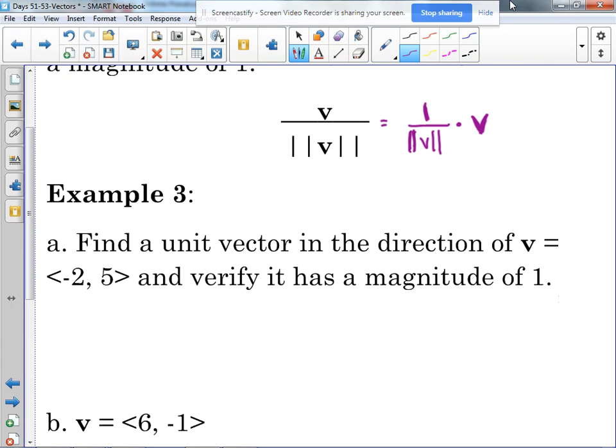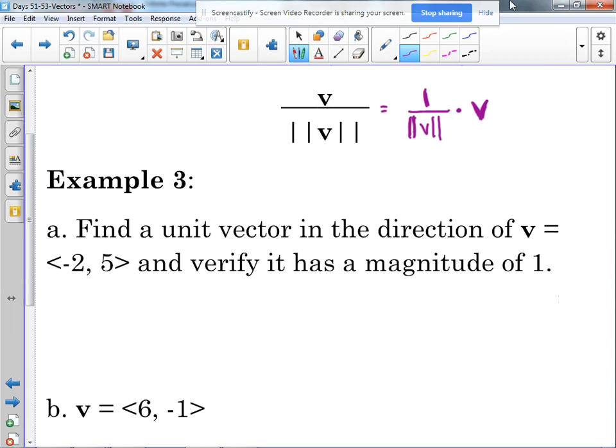Find a unit vector in the direction of v equals <-2, 5>, and verify that it has a magnitude of 1. So we need to start by finding the magnitude of the original. The magnitude of v is the square root of your x component squared plus your y component squared. So we've got 4 plus 25, so that's the square root of 29.